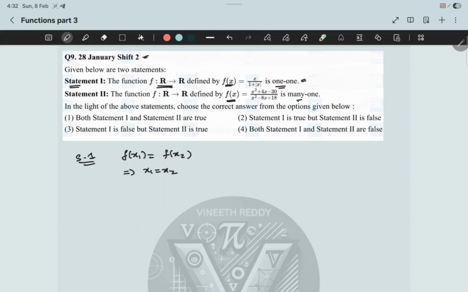is 1 to 1, or if no two inputs have the same output, right? If no two inputs have the same output, or two different inputs have two different outputs, then we can say the function is 1 to 1. So in this statement 1, let us try solving the question in this way, right? Now, because mod x is there, we will take case 1, that if x is greater than or equal to 0, then what is f of x? f of x should be x by 1 plus x.